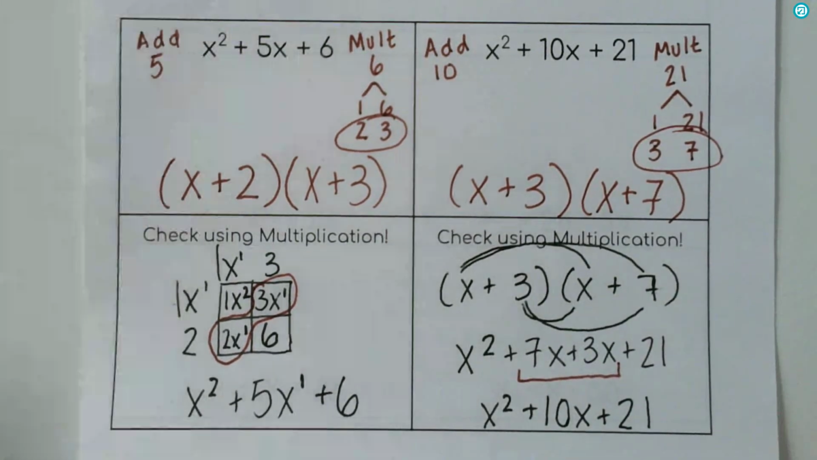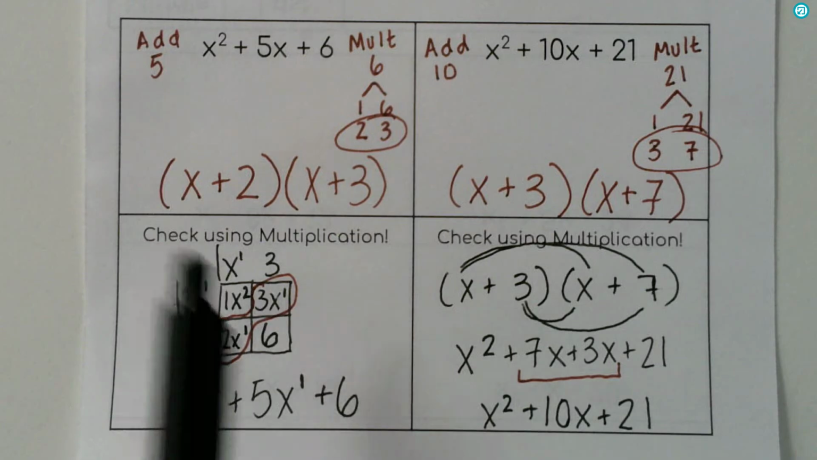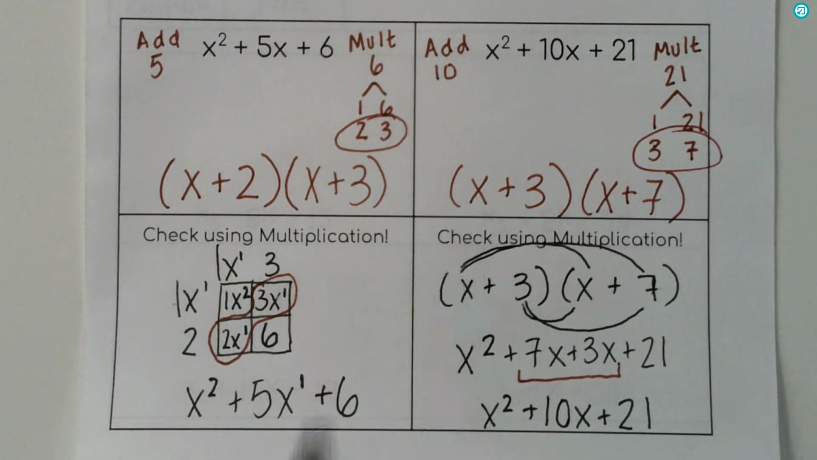Okay. So on these first couple of examples, I wanted to show you why we write them like this and how we can get back to what we originally had. Any questions right now?